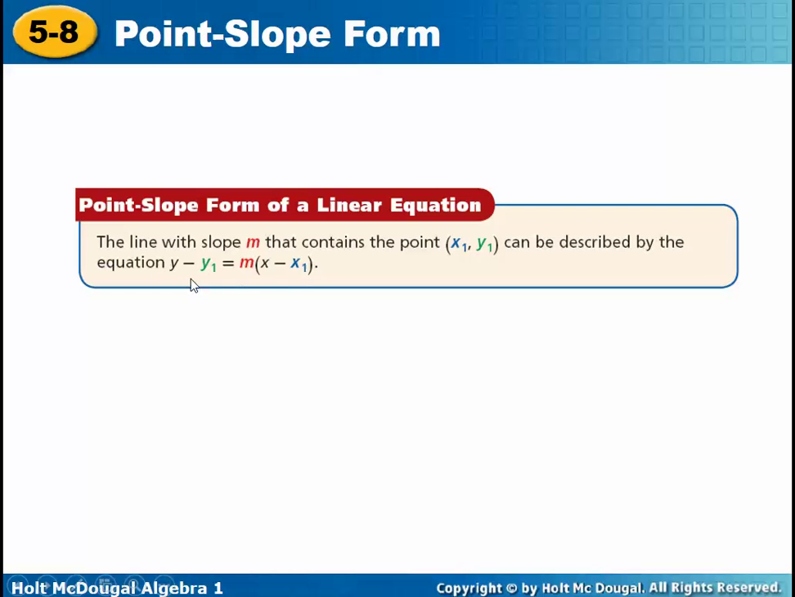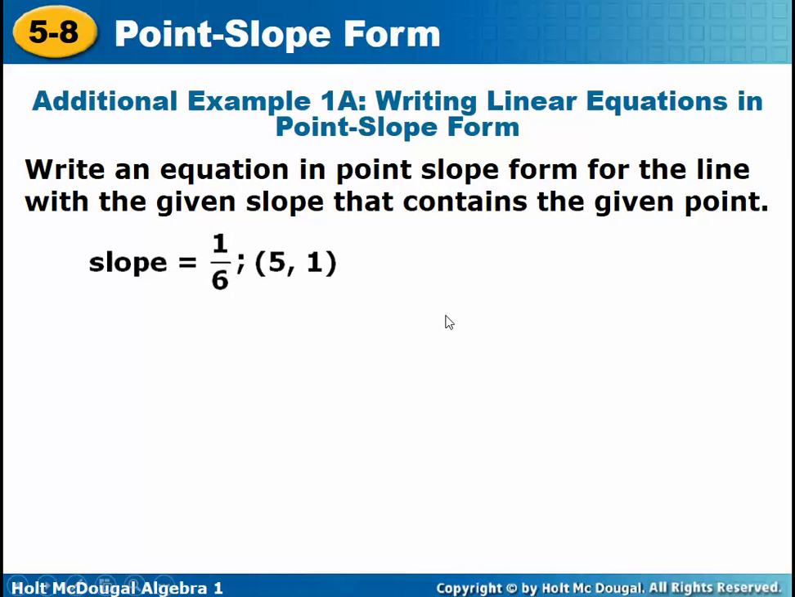The y and the x have to stay where they're at, and of course the equal sign as well, and the parentheses. Let's look at an example. Let's say that we are given a slope of 1/6, that's m, and that we're given a point on the line at 5, 1. It's really easy to write this in point-slope form. All we have to do is figure out what are each of these 3 numbers, where do they go in the point-slope form of a line.